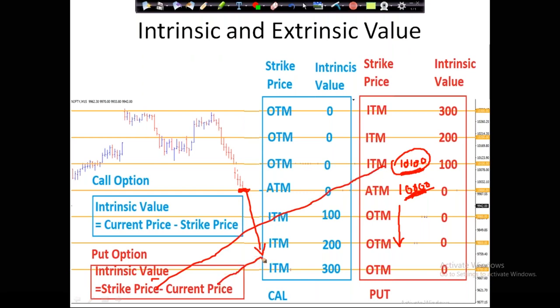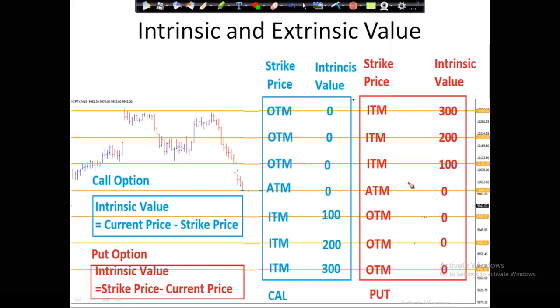And minus 10,000, what result comes? 100. This is called intrinsic value. It has some value. That is called intrinsic value. All right.